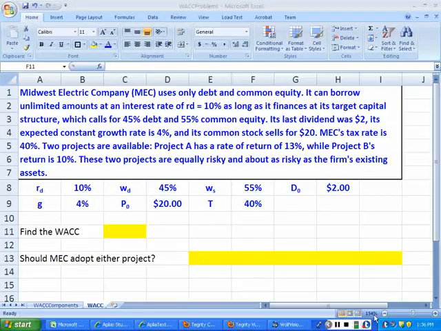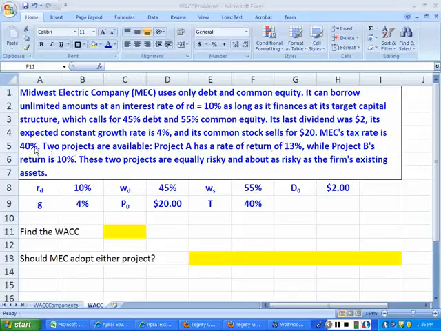Okay, here's a problem in finding the weighted average cost of capital. Midwest Electric Company uses only debt and common equity. It can borrow unlimited amounts at an interest rate of R sub D of 10% as long as it finances its target capital structure, which is 45% debt and 55% equity. Last dividend, so that's D sub 0, is $2. Its expected constant growth rate is 4%, so it's a constant growth model. It has common stock selling for $20 per share.